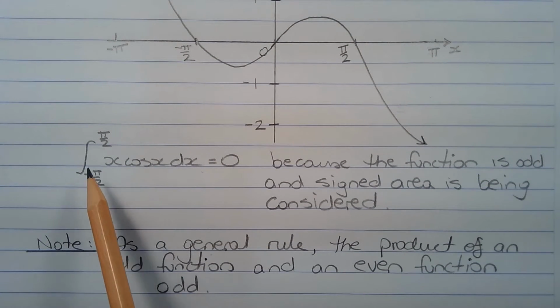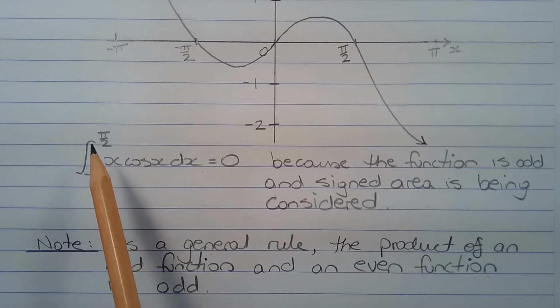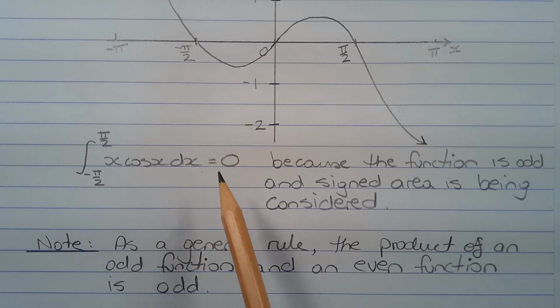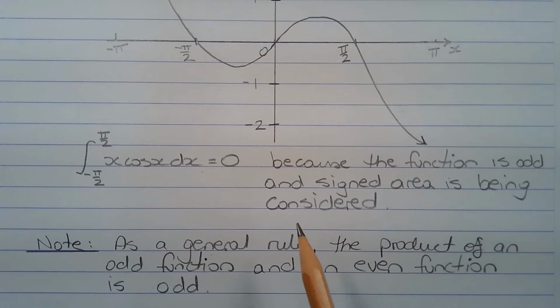Now the integral from x equals negative pi over 2 to x equals pi over 2 of x cos x dx equals 0 because the function is odd and signed area is being considered. Now note, as a general rule, the product of an odd function and an even function is odd.